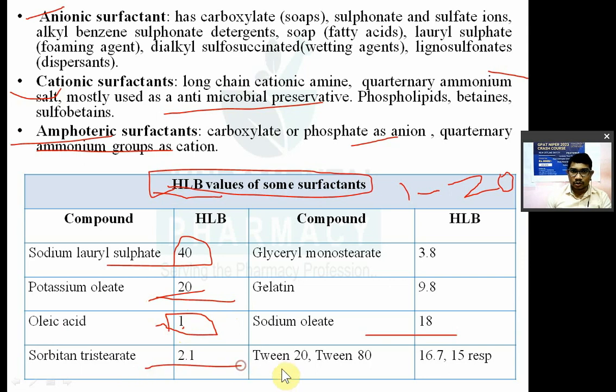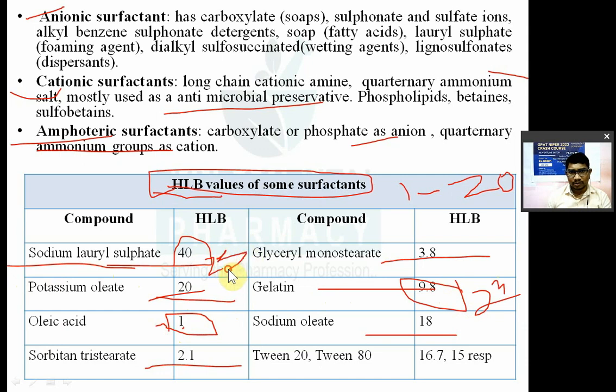Sorbitan tristearate 2.1, glycerol monostearate 3.8, gelatin का HLB पूछा है already, it is 9.8. What is the HLB value of gelatin? GPAT 2023. इसके ऊपर भी 23 में क्वेश्चन आया. Very important part है, that's why I'm taking again. Now Tween 20, Tween 80, they will have 16.7 and 15 HLB respectively.